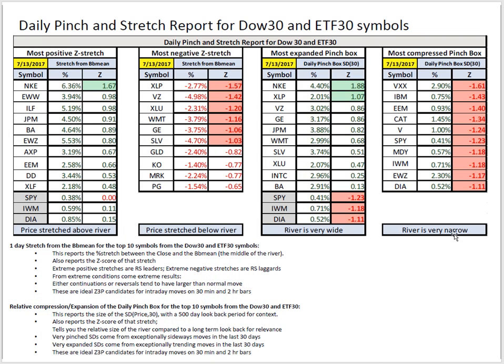So in these first two columns on the right, we're looking at those symbols where the river is very narrow, pinched, or very expanded, where the river is wide. And I put these in here as a market condition reference point. The next thing we want to look at are the stretches from the Bollinger Band mean, and this is an excursion from the river.